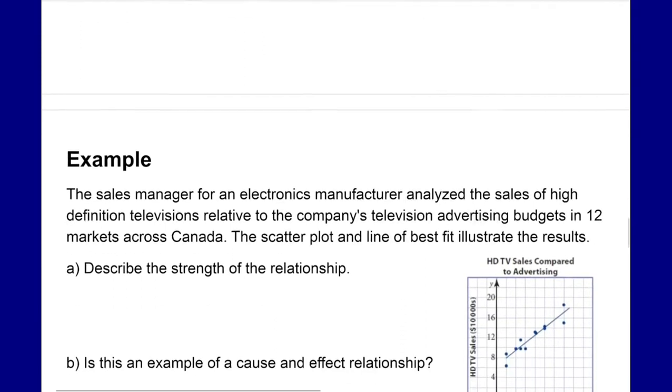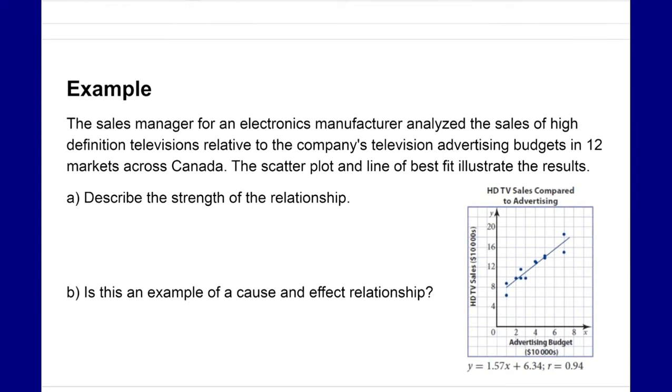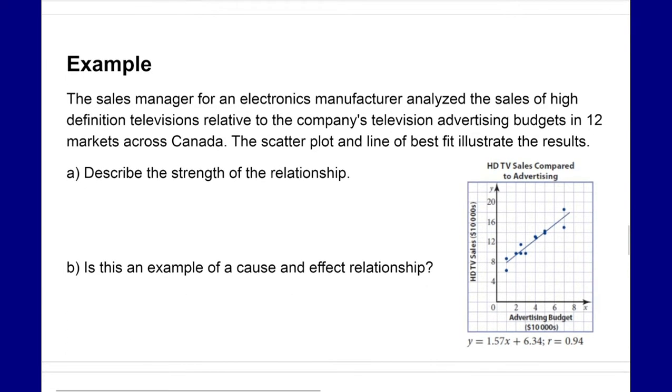So let's go through a couple of examples. The sales manager for an electronics manufacturer analyzed the sales of high-definition TVs relative to the company's television advertising budgets in 12 markets across Canada. The scatter plot and line of best fit illustrate the results, and we have the linear regression or line of best fit equation and the R value.